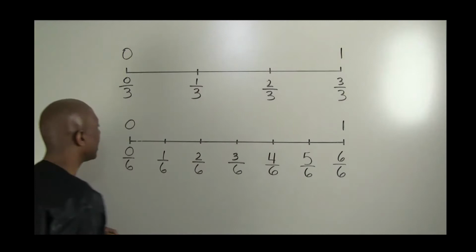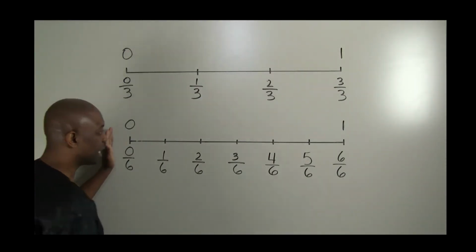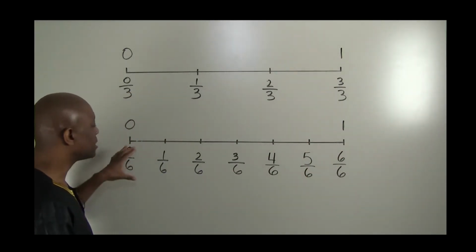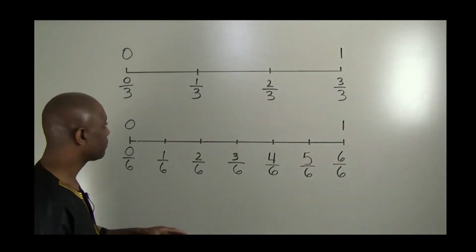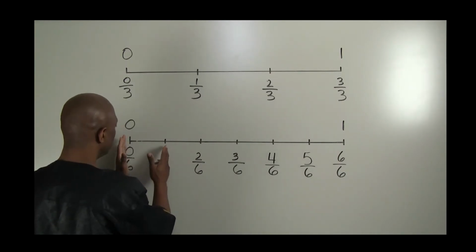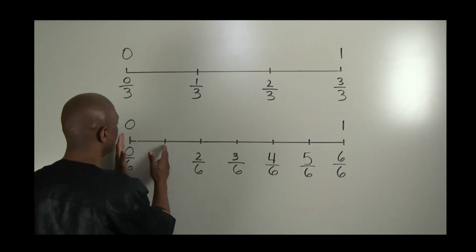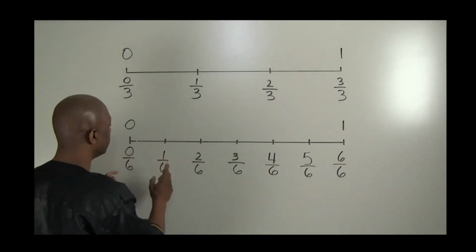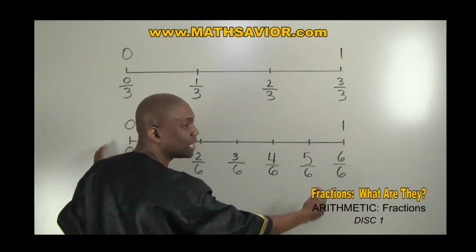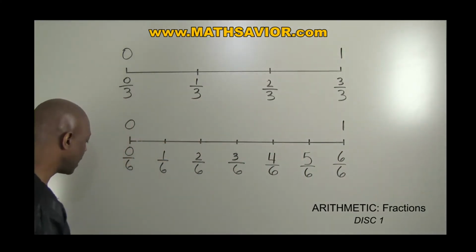Okay? Likewise, on our second segment, the second unit segment is divided into short segments of sixths. And so, for example, from 0 to this point that we're calling 1/6, the distance or the length is 1/6. So this represents 1/6 of the whole, which we're taking to be the segment 0 to 1. Okay?